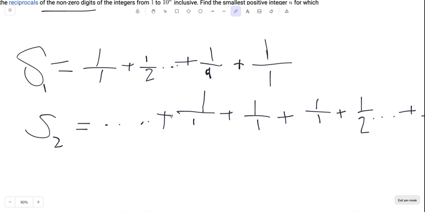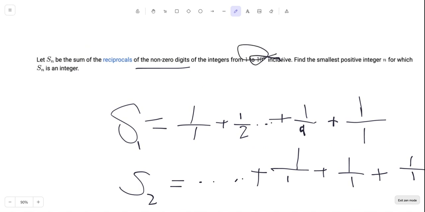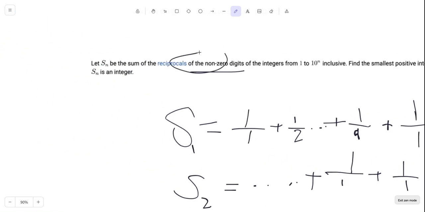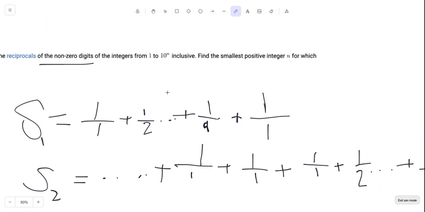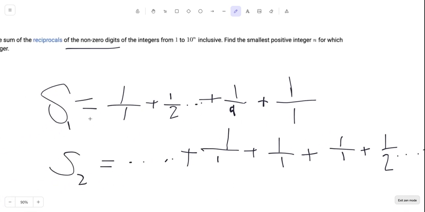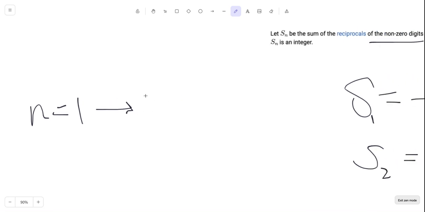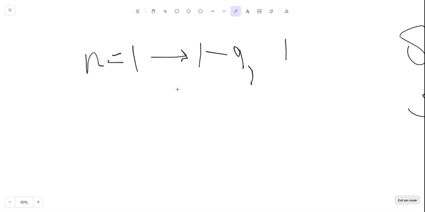The first thing you would notice is that this has the same first 10 terms as this, because it includes the integers from 1 to 10, for example. Also, since this includes the first digits that are non-zero, it cycles those digits over and over again and repeats them. So if we have n equaling 1, that gives us the reciprocals of the digits from 1 to 9 and an additional reciprocal of 1, which is just adding 1.